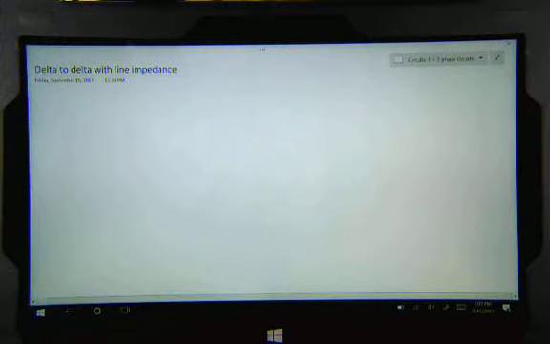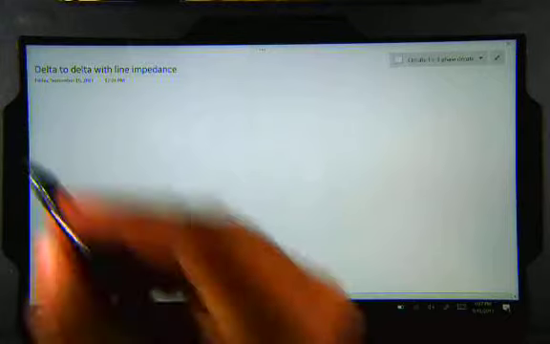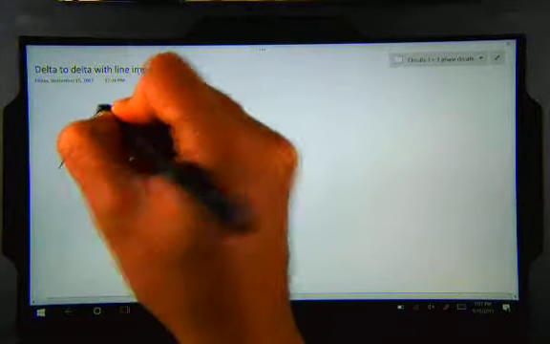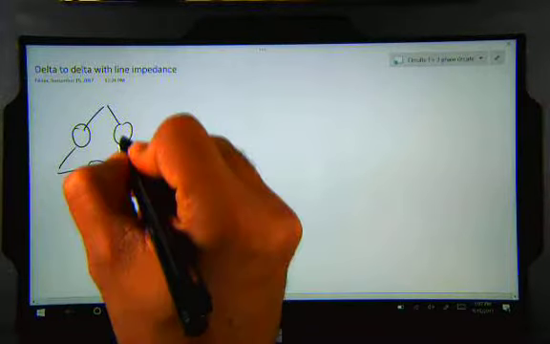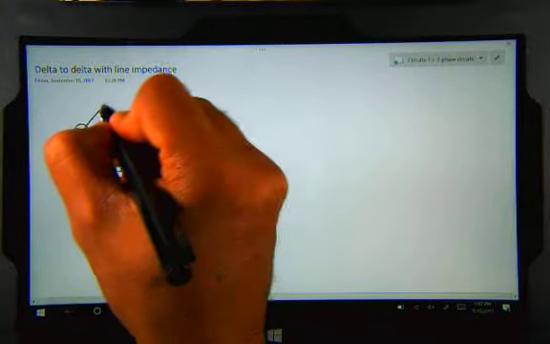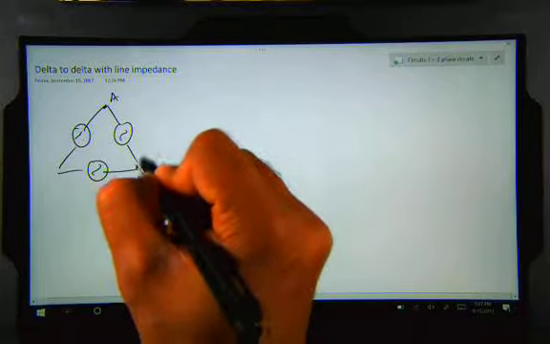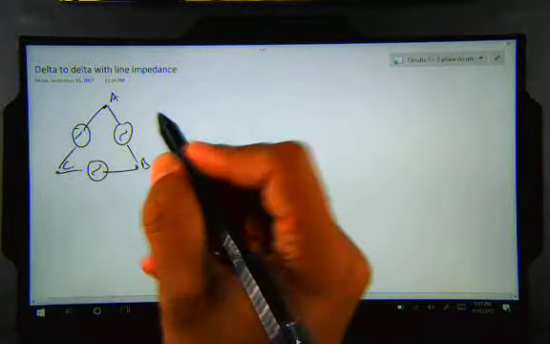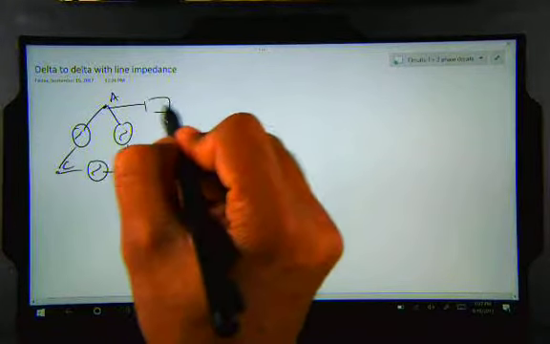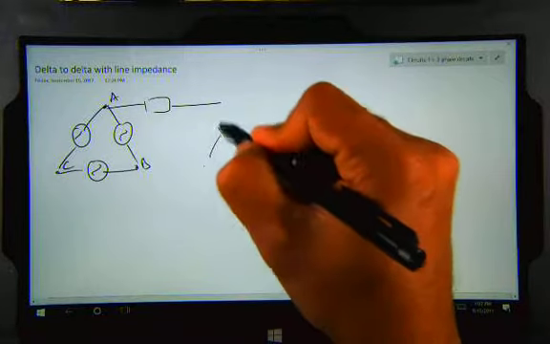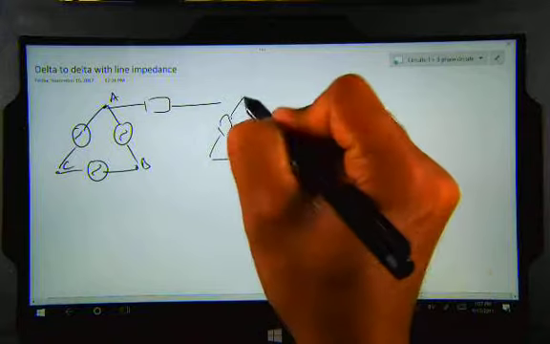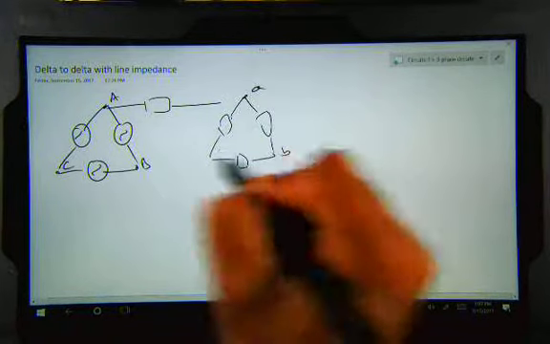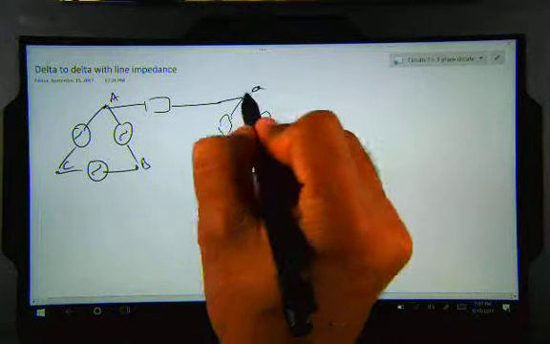Our next example is a delta source with delta load with line impedance. So here I have a three-phase delta connection, and always I'm going to use the positive phase sequence ABC. Now this line has an impedance and the load is also a delta load. This is a positive phase sequence, so A, B, C, clockwise direction.